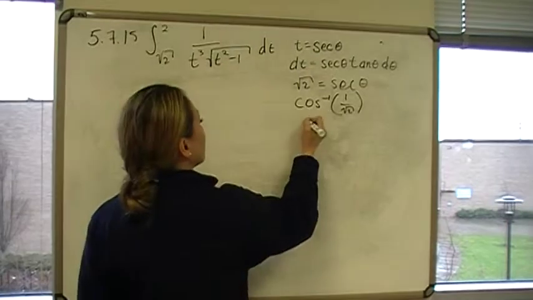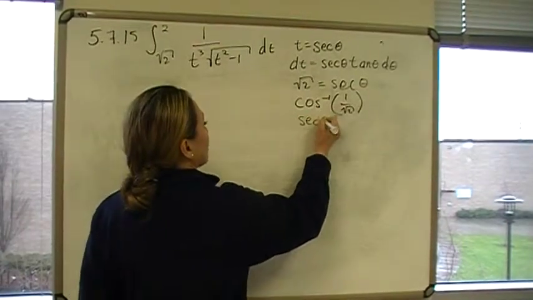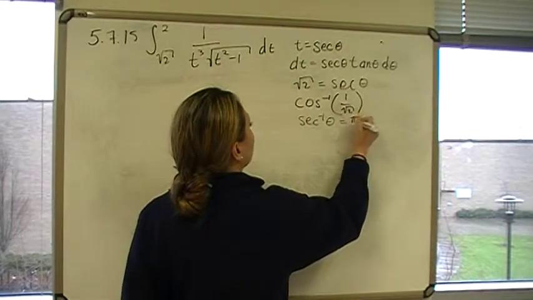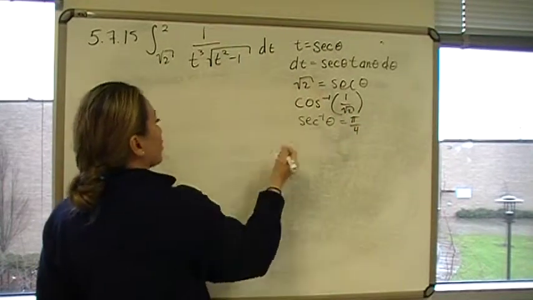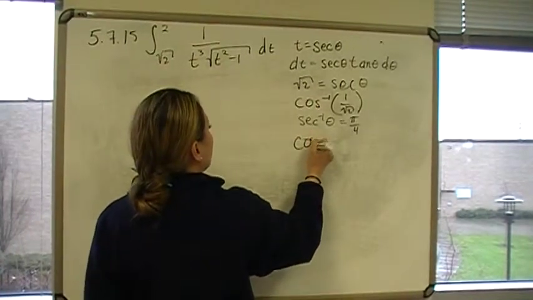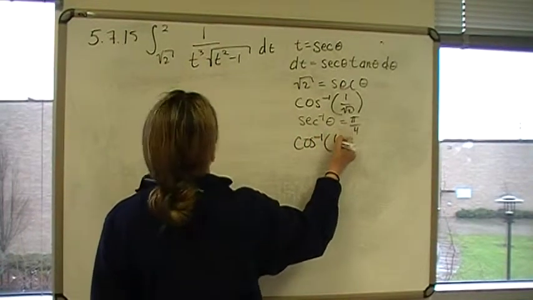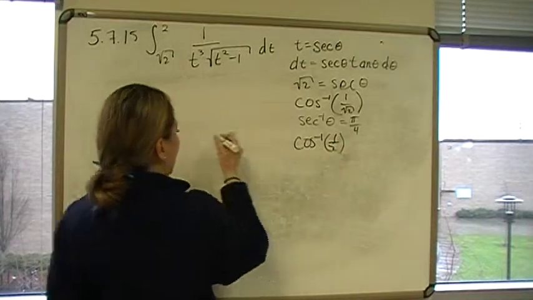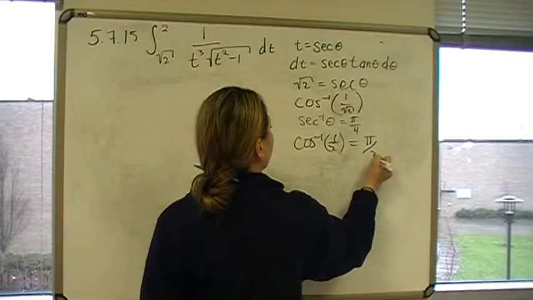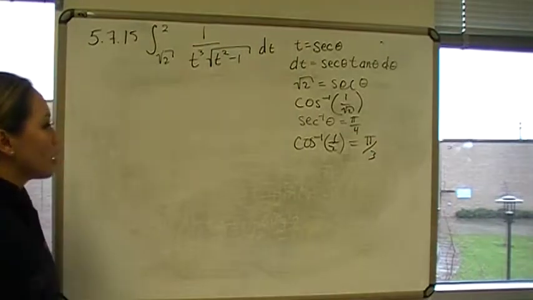So the lower limit is secant inverse of the value, and it is equal to pi over 4. And to find the upper limit, it's going to be on your TI-89 cosine inverse of 1 over 2. And at 1/2, we're at pi thirds. That's going to be pi thirds on the unit circle.